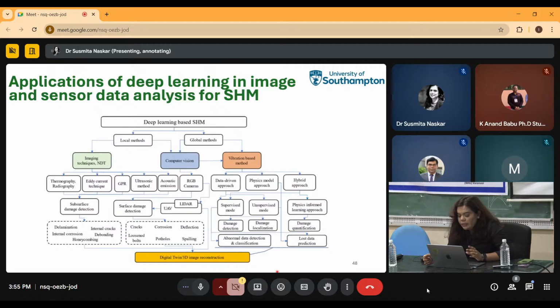And if you look into this diagram, you can see how deep learning can actually transform SHM from traditional manual inspection to automated, high-precision and predictive systems, by combining local image methods with global vibration-based analysis, and computer vision with digital twin technology. So we can actually achieve real-time monitoring, early damage detection, and better maintenance planning for critical infrastructure. This is a good figure to have a look into and try to understand how this could be used throughout the process.